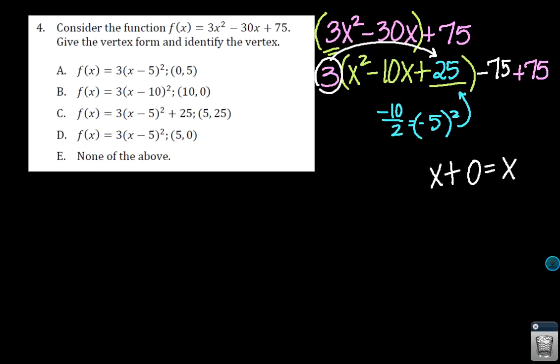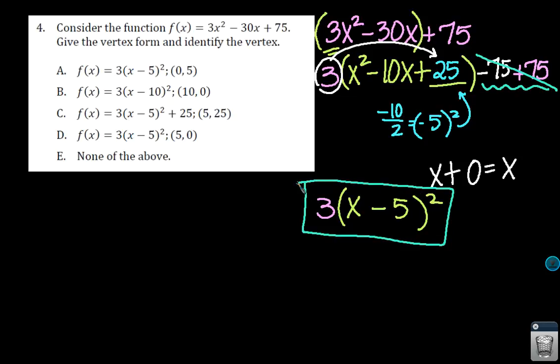So here we have 3 times, and I'm going to rewrite my perfect square trinomial as the square of a binomial. And since this middle term is negative, I know it's going to be a subtraction. So I have x minus 5 and negative 75 plus 75. These values actually cancel to 0. So that's it. I'm done with the vertex form.